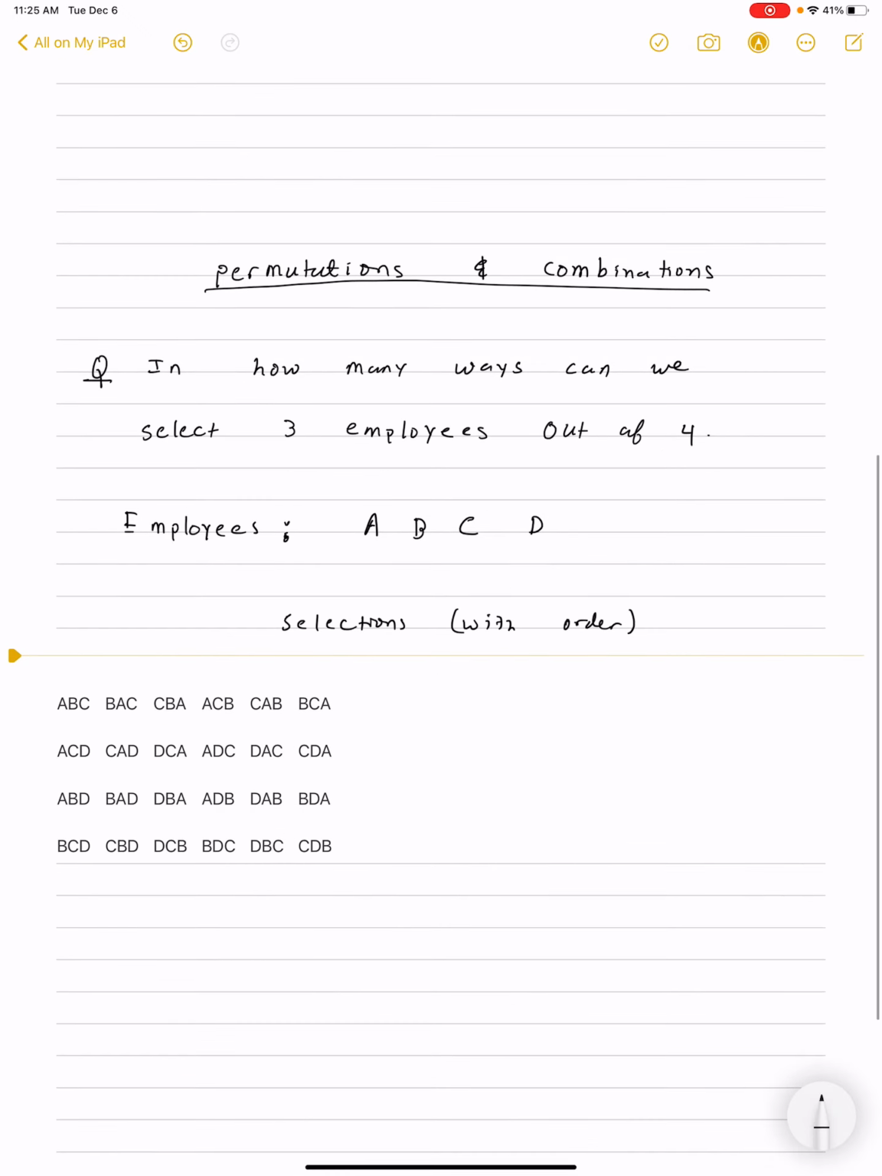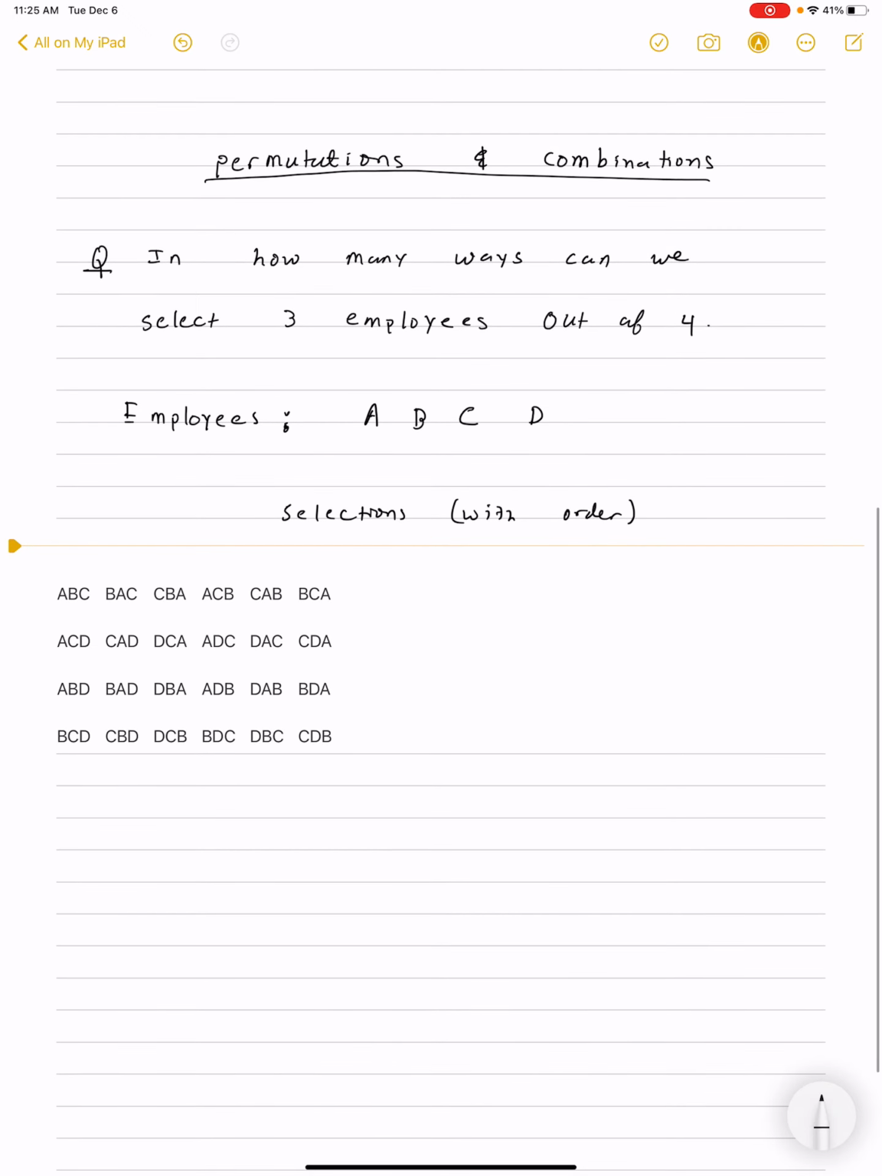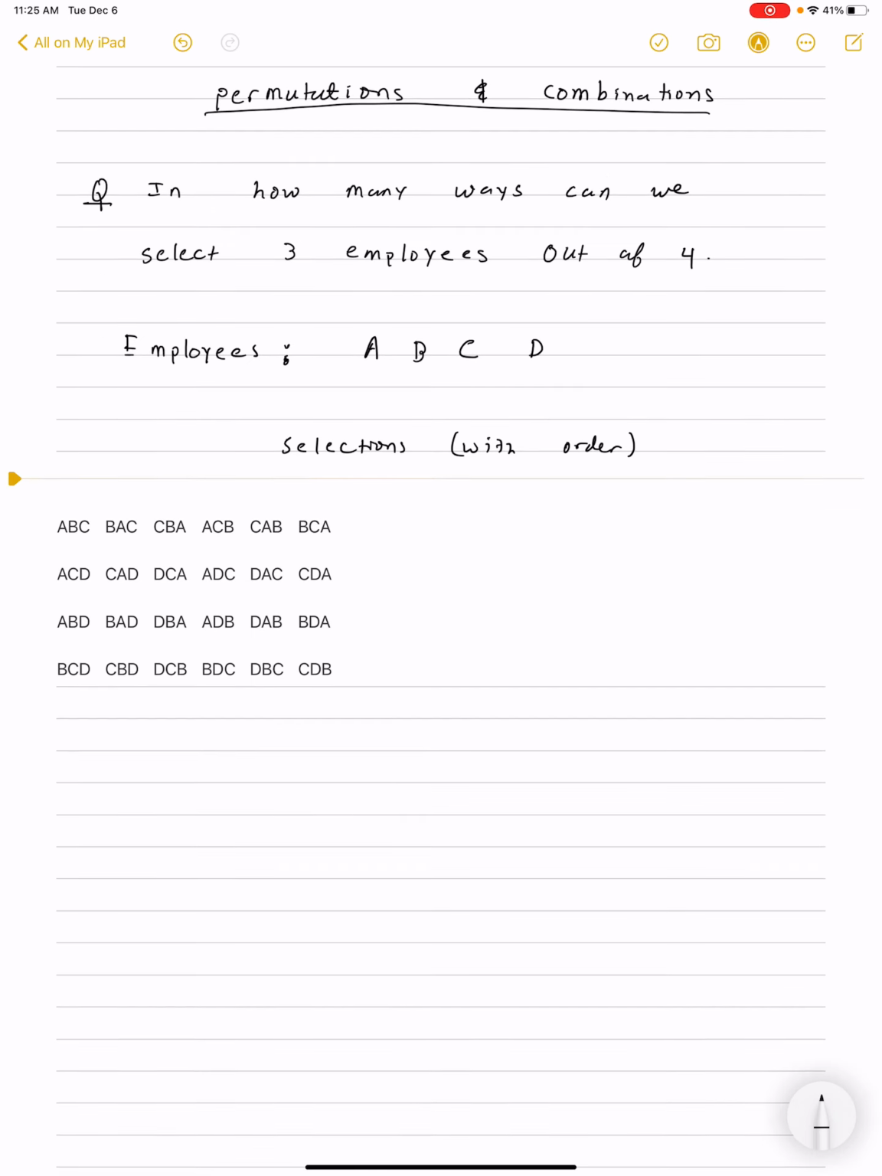Now I want to talk about permutations and combinations. And here the question is, in how many ways can we select 3 employees out of 4? And there are some distinctions in this question. So I've written down for you all the selections with order. So I've taken 3 out of the 4 letters, so A, B, C, and we could think of these as employees' names like Aaron, Bart, Charlie, David, whatever names you want to give them, it doesn't matter. So they're just designations for employees.